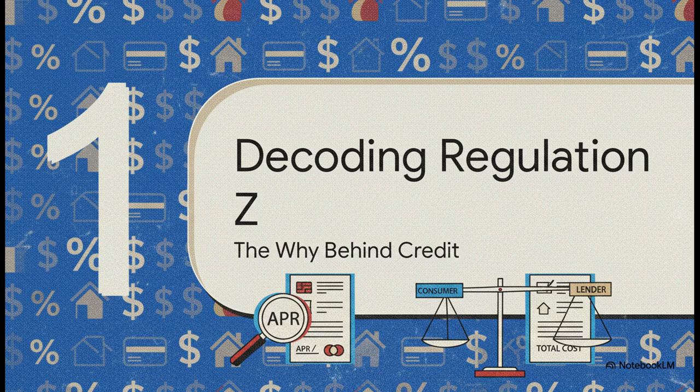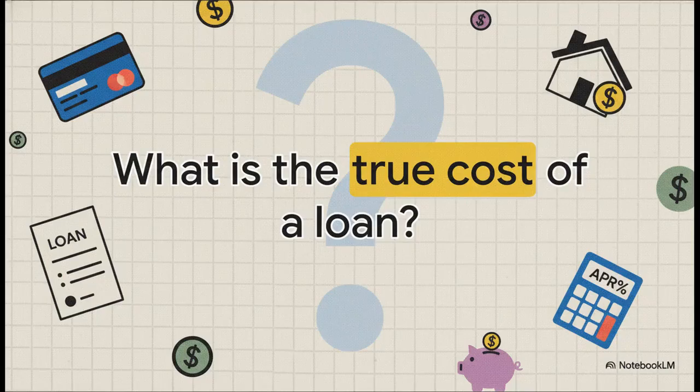So let's kick things off by asking the one question that really gets to the heart of this entire regulation. It's a question every single consumer has, even if they don't know the official terms for it. This simple question right here is the reason Regulation Z even exists. Before TILA, getting a straight answer to this could feel like a frustrating shell game of hidden fees and confusing jargon. This regulation was created to force a clear, standardized answer, giving consumers the power to make genuinely informed financial decisions.